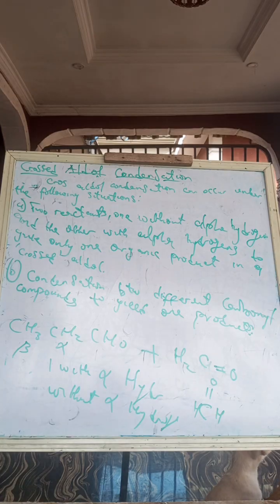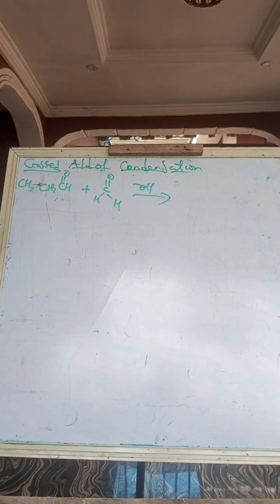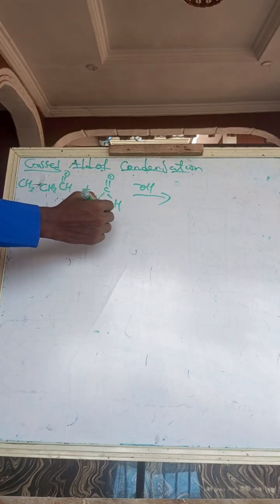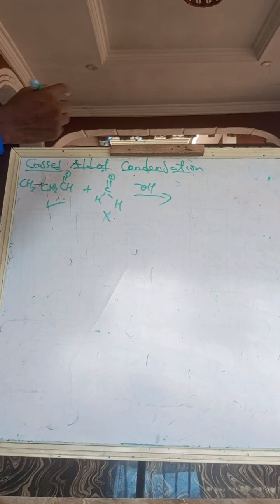So now, we have an example before us. This is our butanol and our methanol. So this is the example for us. The Aldol condensation of butanol and methanol. So now we can see one has an alpha hydrogen, while the other one does not have an alpha hydrogen. Let's consider the first and the second one. The second one has no alpha hydrogen, but this one has an alpha hydrogen functioning.